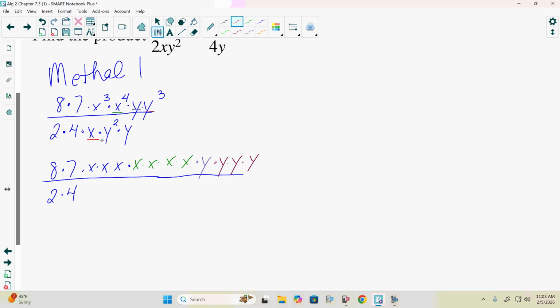Now our x, we just have one of them, yes? Our y squared, I have 2 of them. And then we just have one more, yes? Now, it seems odd we're writing it this way because I'm splitting it all the way out so we have our factors. Okay? We're going to look at the variables.